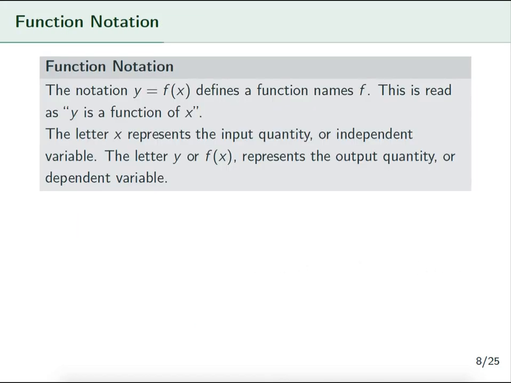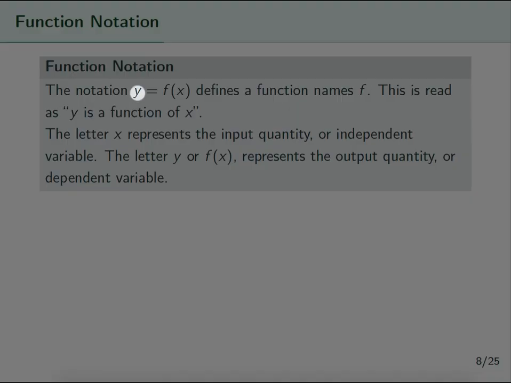So let's look at how we can write a function using function notation. Function notation can be used to write a function given an equation. The notation is y equals f of x. We write y equals f of x here because we use y as the output. So it defines a function named f. This is read as y is a function of x, and x represents the input quantity.